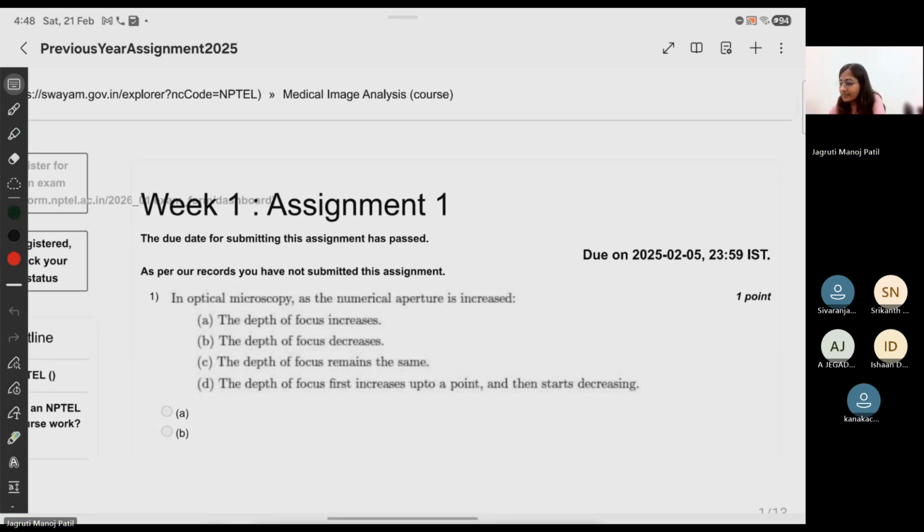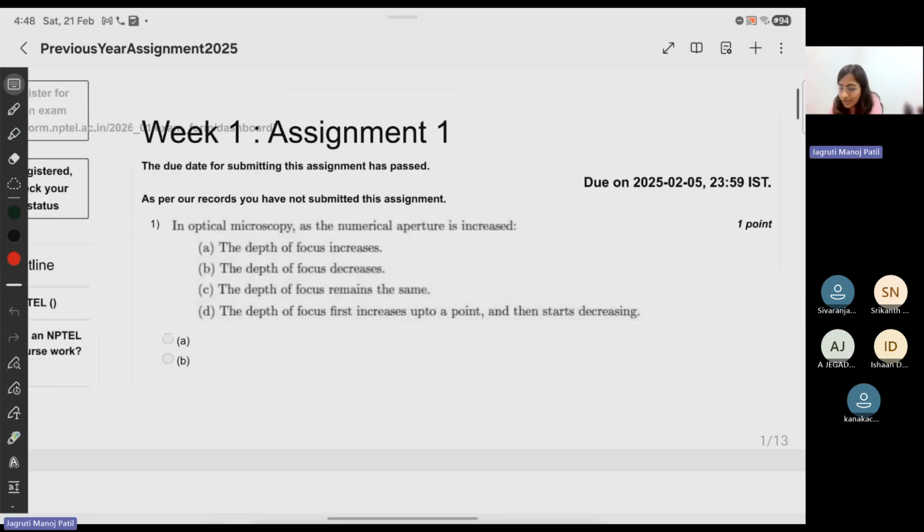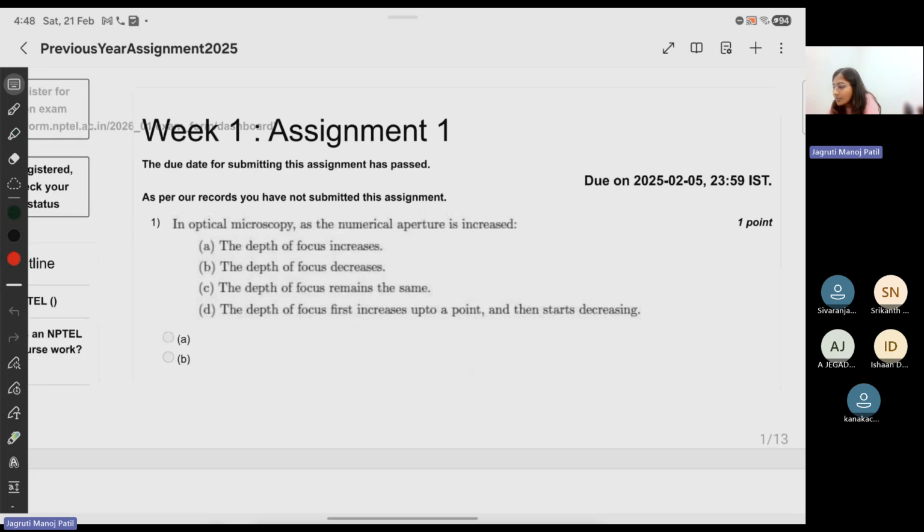Okay, so the first question is, in optical microscopy, as the numerical aperture is increased, what happens? Do you all know how numerical aperture changes and what the formula for numerical aperture is? How do you see the depth of field? Has anyone ever used an optical microscope? Anyone?